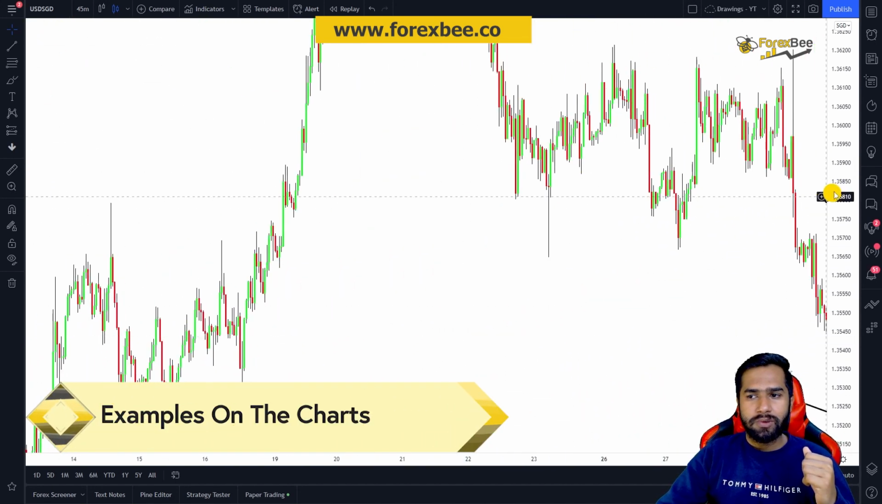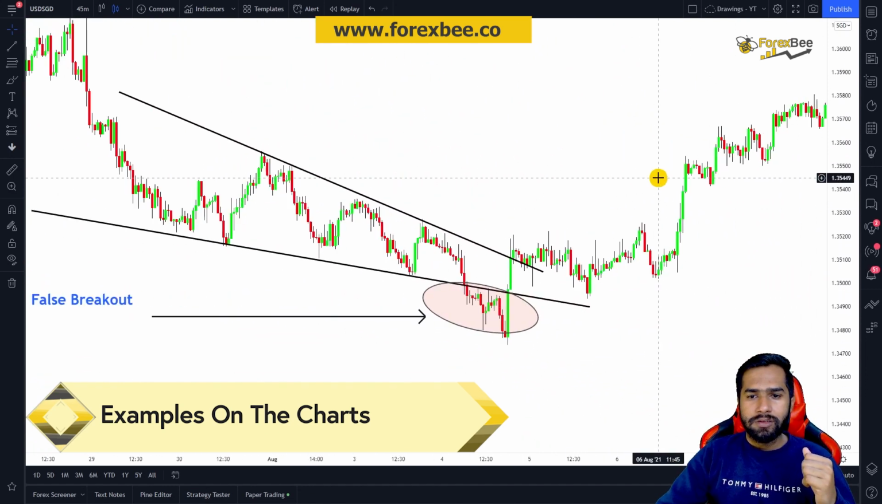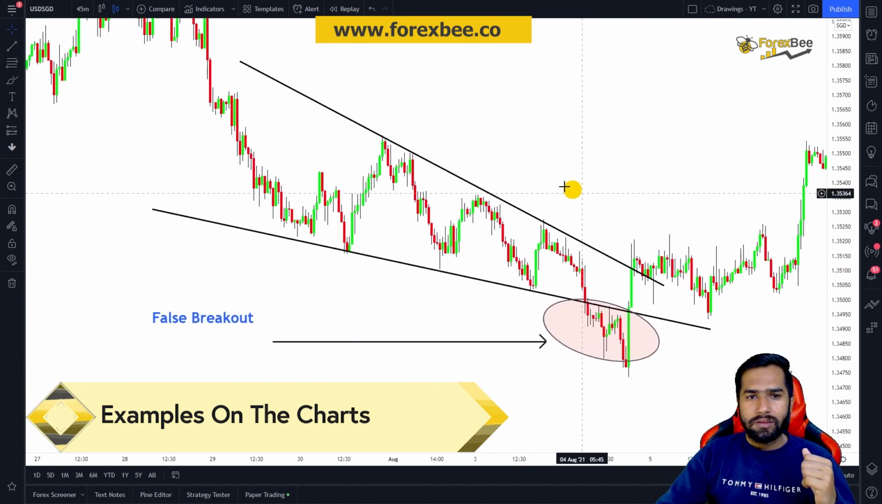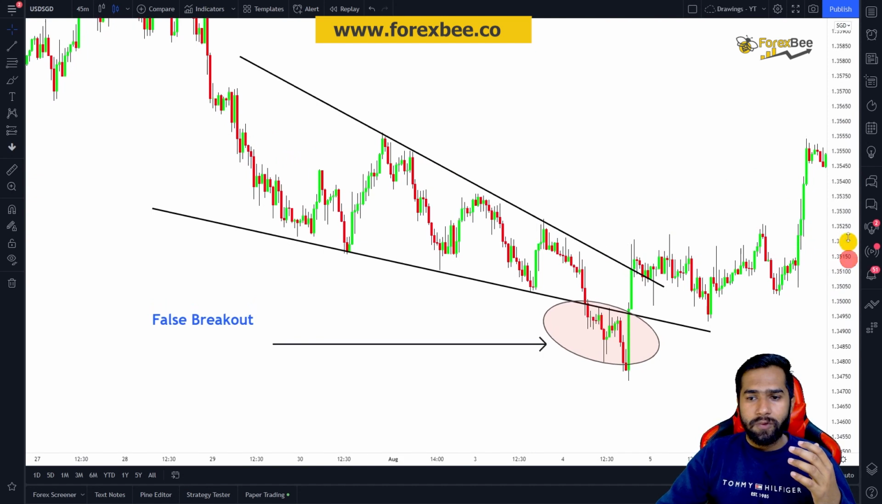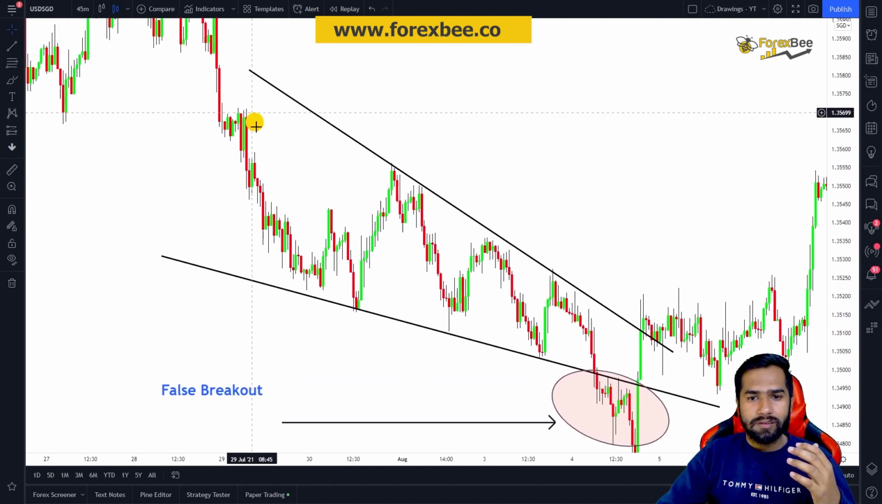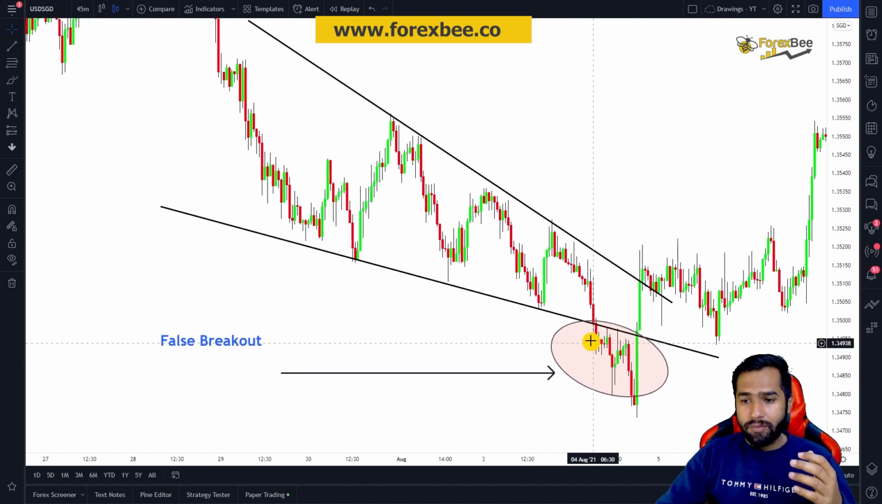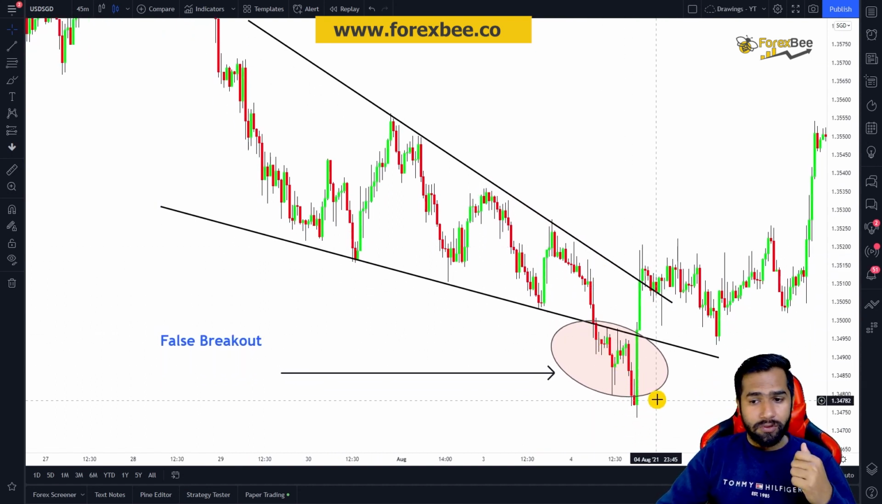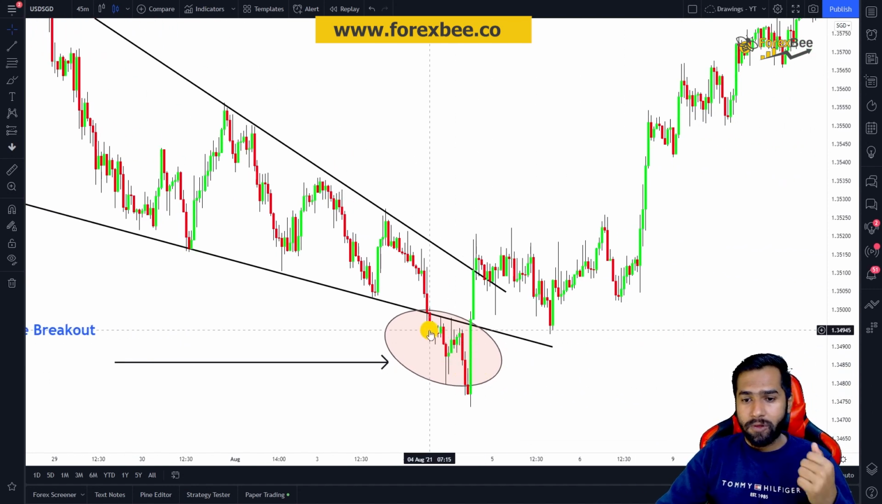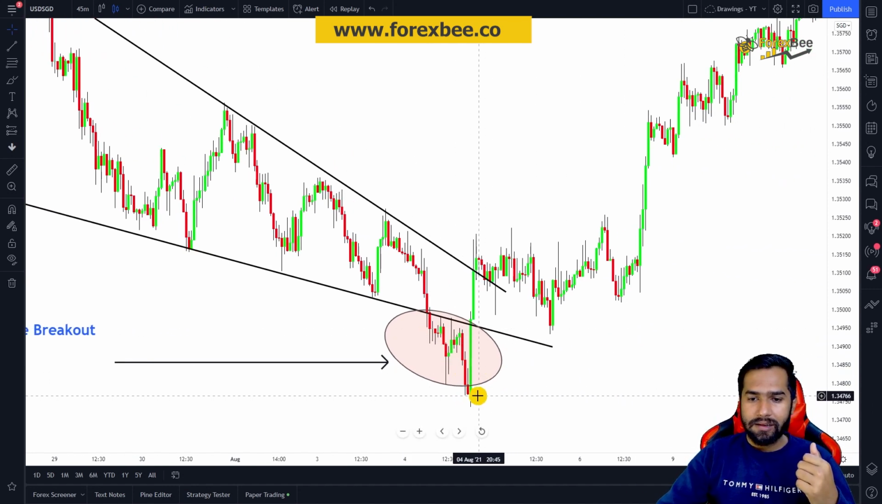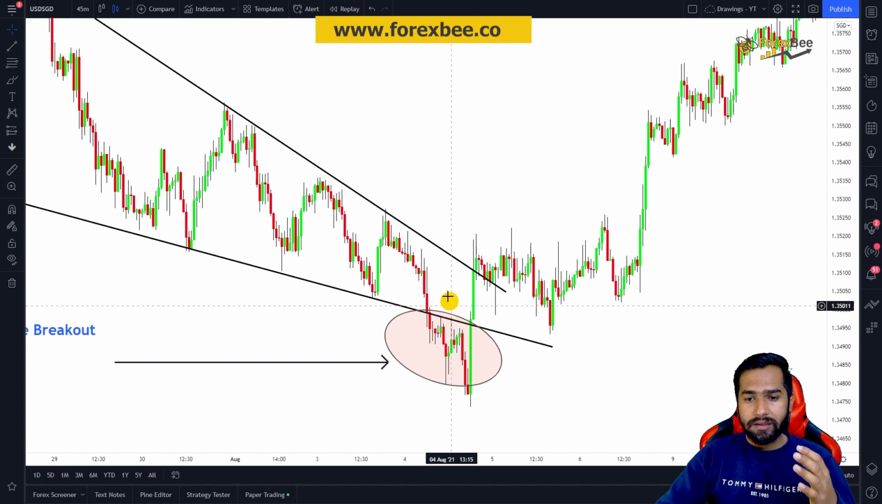If I just zoom out and go down here, you can see that there is the formation of a falling wedge pattern. As you can see here, this is the first wave, then this is the second wave, and this is the third wave. Now here you can notice that the market did go a little bit below, but this would act as a false breakout, because here you can see this candle is closing inside our wedge.